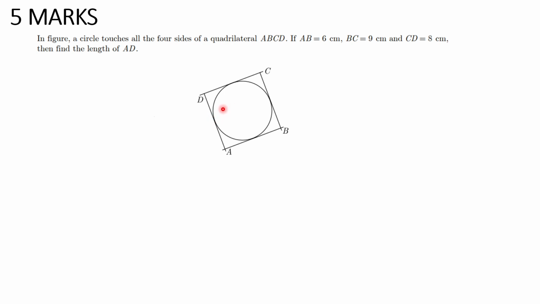Now, if the same question is asked for 2 marks, we can directly solve the answer by using a property: sum of opposite sides are equal. If a circle is inscribed in a quadrilateral, then by default sum of opposite sides are equal. That means AB plus CD should be equal to BC plus AD. So I'll write that if it's asked for 2 marks.